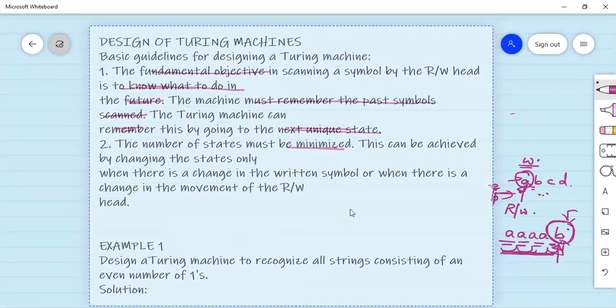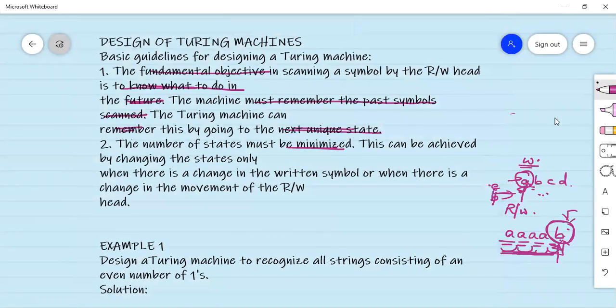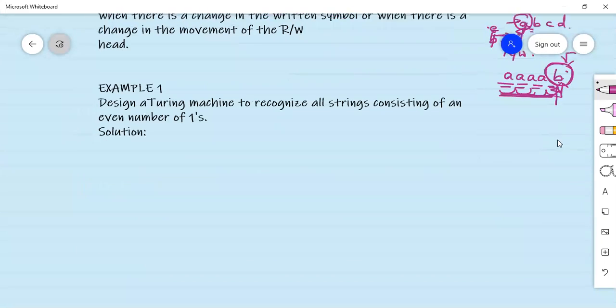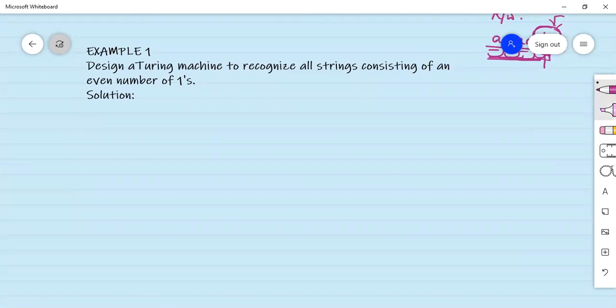So let us design one or two Turing machines today. This is your first example: design a Turing machine to recognize all strings consisting of an even number of ones. Now the question is, do I require a Turing machine for this? I do not, because you have already seen that we can do it using a simple CFG, or you have even written a DFSM for that, isn't it?